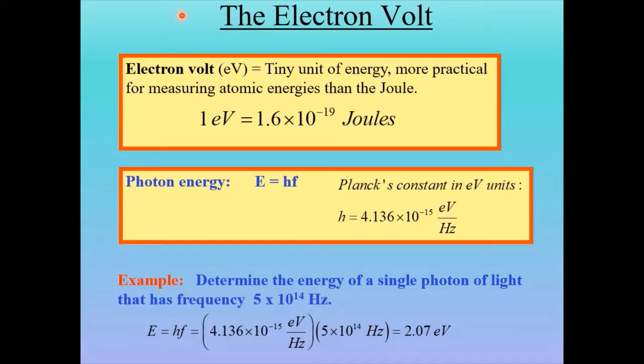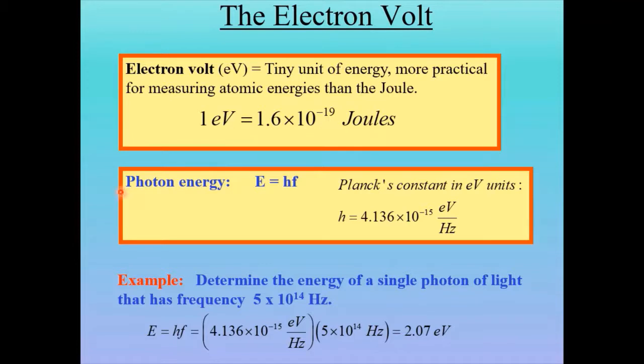So we're going to use a different unit of energy called the electron volt. The electron volt, or eV, is a tiny unit of energy that's more practical for measuring atomic energies compared to the joule. One eV, one electron volt, is equal to 1.6 times 10 to the minus 19 joules. So you can see that an eV is an extremely tiny amount of energy. But this is going to be much more convenient when we study the atom.